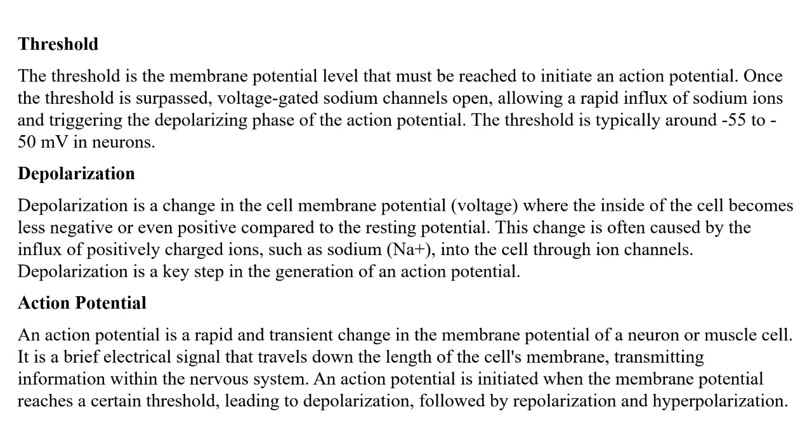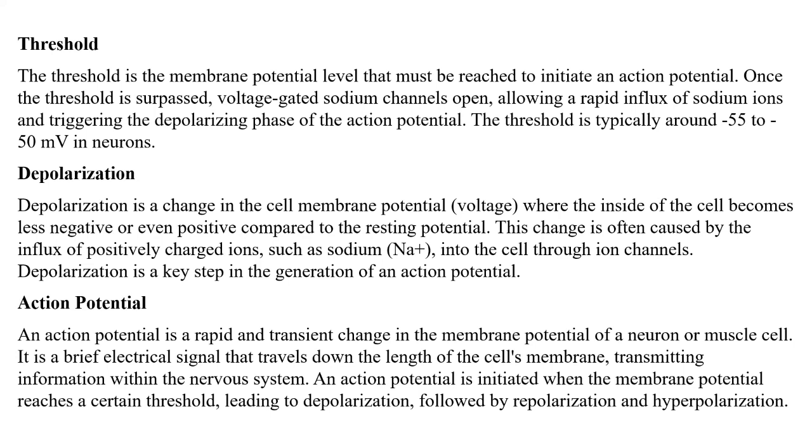Once this threshold is surpassed, voltage gated sodium channels open. Okay, so once you reach that threshold, now what happens? Voltage gated sodium channels will open. So what will happen when these channels open? There is a rapid influx of sodium ions, many sodium ions come inside the cell, and this triggers the depolarizing phase of action potential. And the threshold in neurons is typically minus 55 millivolt. Whenever you are asked about threshold in neurons, it's minus 55 millivolt.